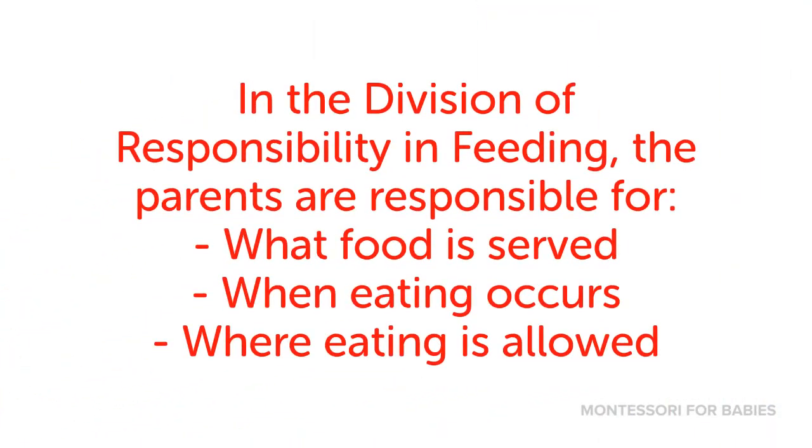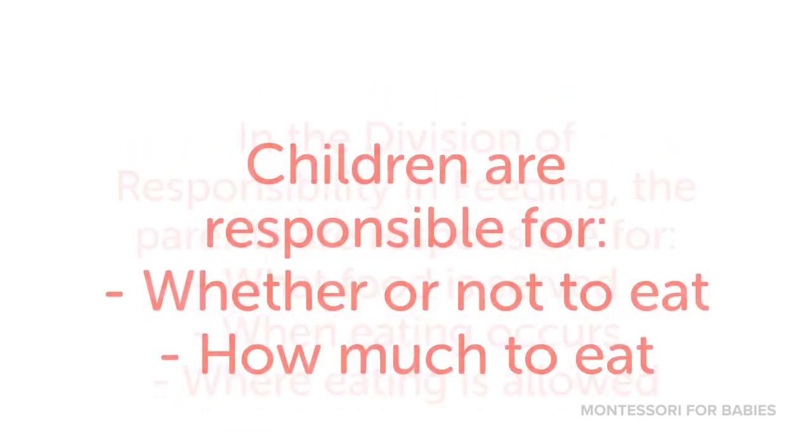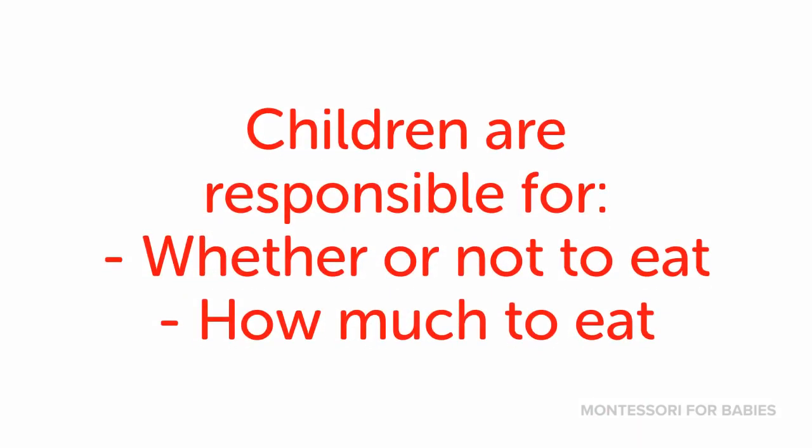In the division of responsibility in feeding, the parents are responsible for what food is served, when eating occurs, and where eating is allowed. Children are responsible for whether or not to eat and how much to eat. Let's see it in action.